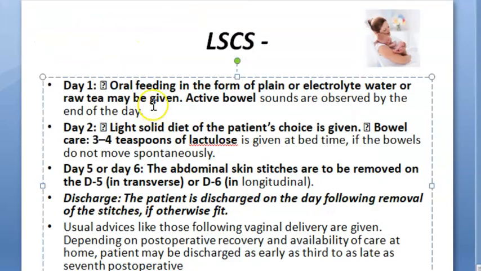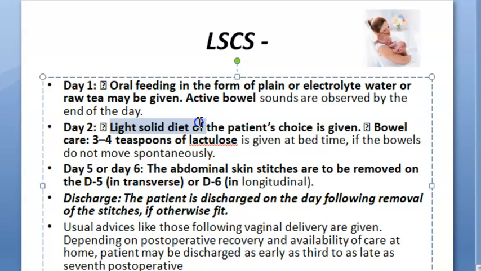Now we are moving on to day 1. So oral feeding she can take. This is for the mother, isn't it? In the form of plain or electrolyte water or raw tea may be given. Active bowel sounds are observed by the end of the day. So then she should move her bowel. Or you will at least look for the active bowel sounds, they are saying.